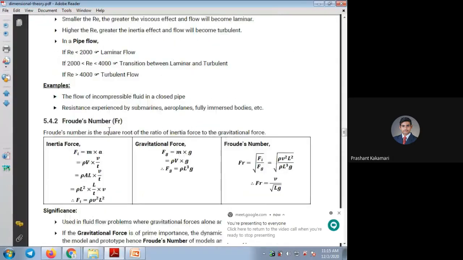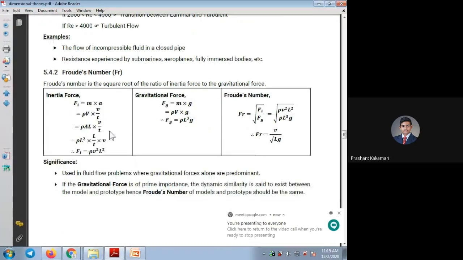Okay, next one is the Froude number. So Froude number is the ratio of inertia force to the gravitational force, under root. So now again taking this inertia force as it is, rho v square L square in terms of length, velocity and density. Gravitational force again we are converting into length and density. So it is written as F equal to m into g. That is gravitational force, how much it is applied on the bodies. It is depending upon mass and gravitational acceleration. So mass can be substituted as rho into V into g.